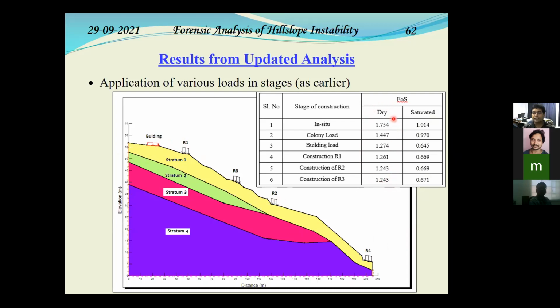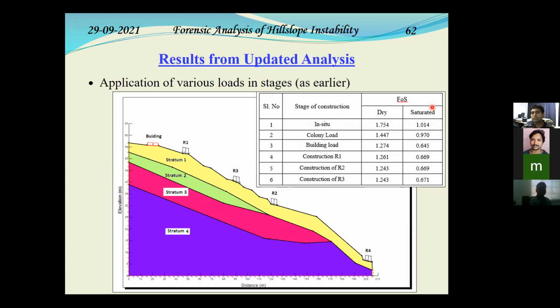You can see that in the earlier case, when we were talking about the dry condition, we saw that under the dry condition also, when the building load was imposed, the thing started to move. So there was instability generated. But in practice, it did not happen. The instability actually occurred after the things got saturated, got wetted by the rain. Now with this new soil profile, you see that under the hypothetical dry condition, whatever loads we place, it is always stable. So at least that matches with the field observation.